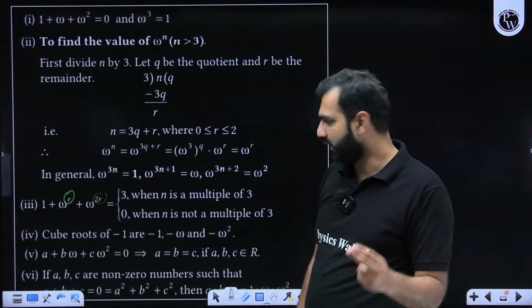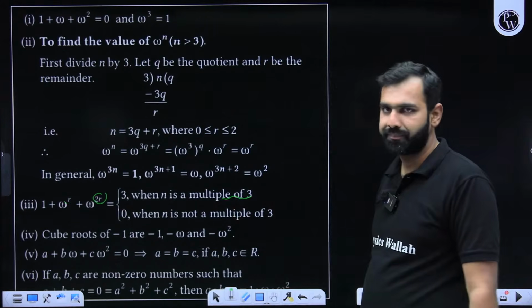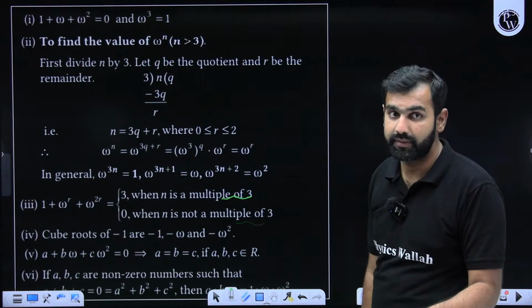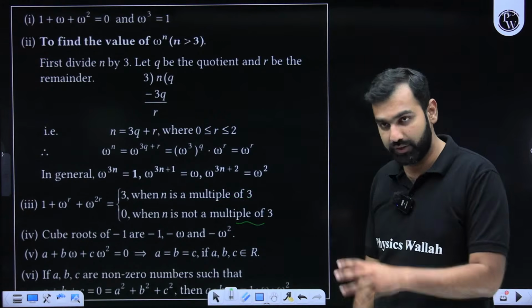Then it depends on two things. If r is a multiple of 3, then it will be 3. If r is not a multiple of 3, it will be 0. Remember this. This property is true for cube roots of unity as well.